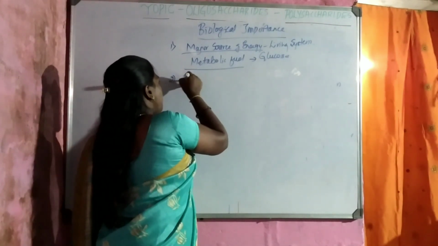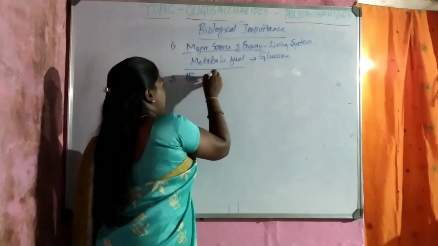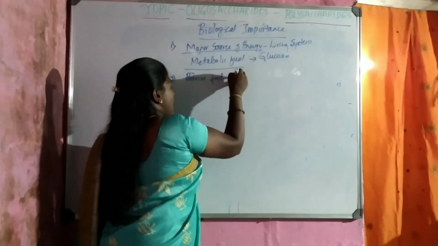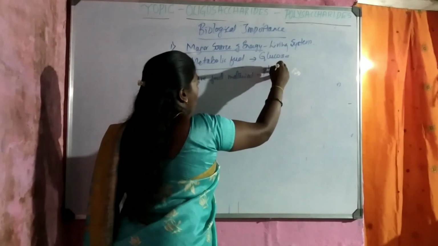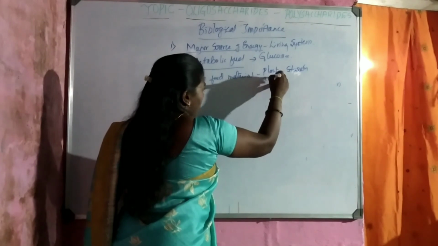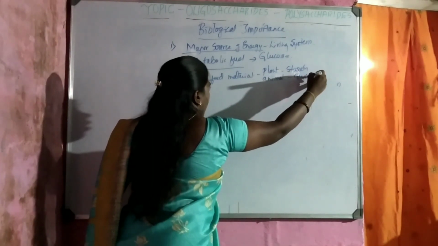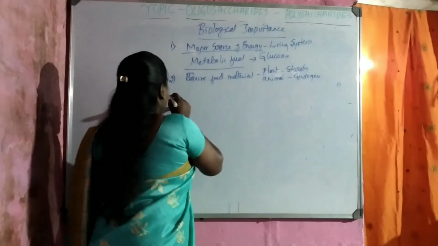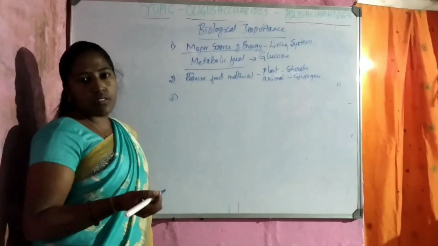So they are used as what? Reserve food material. In case of plants, it is starch. In case of animals, it is glycogen. The next is, even we can find them as structural components also.